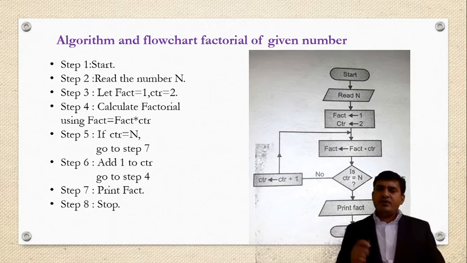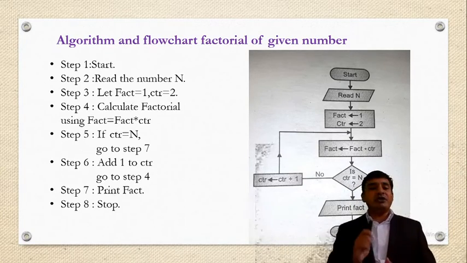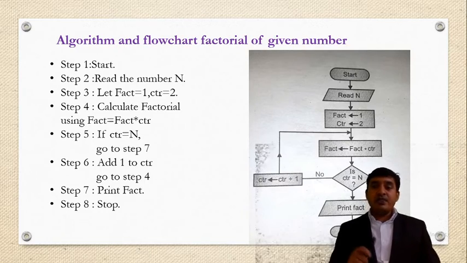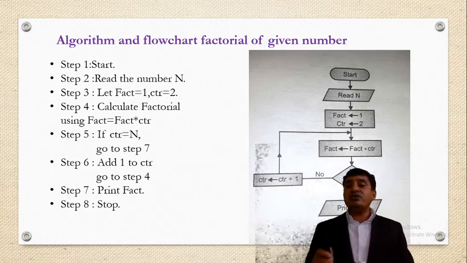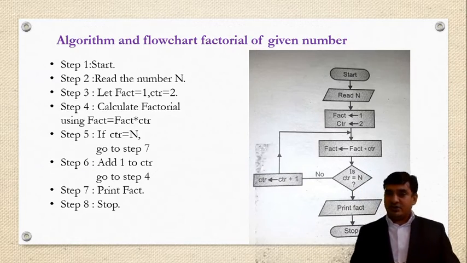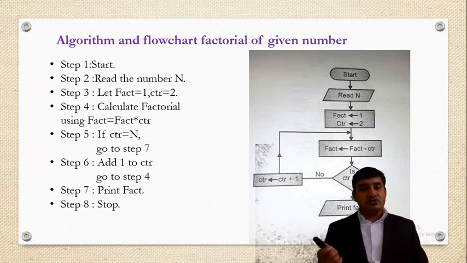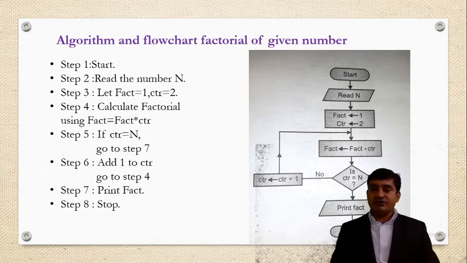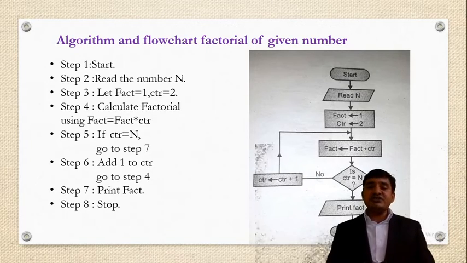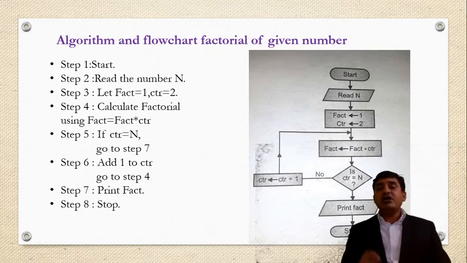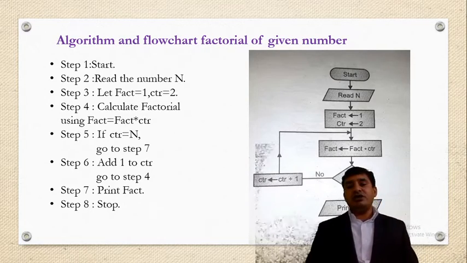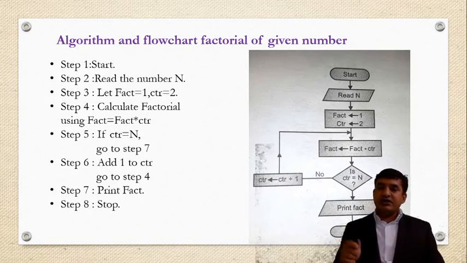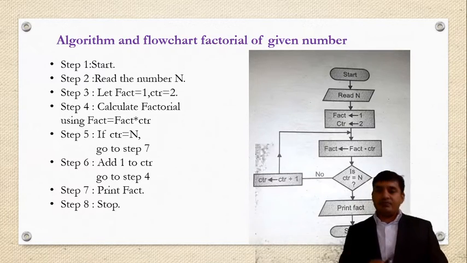Okay, no, then counter is incremented by 1, and again fact is equal to fact into counter. Initially it is 2, now it is incremented by 1, so it became 3. This process is carried out until counter is equal to n. N is the number whose factorial we have to determine. Then print fact and stop.